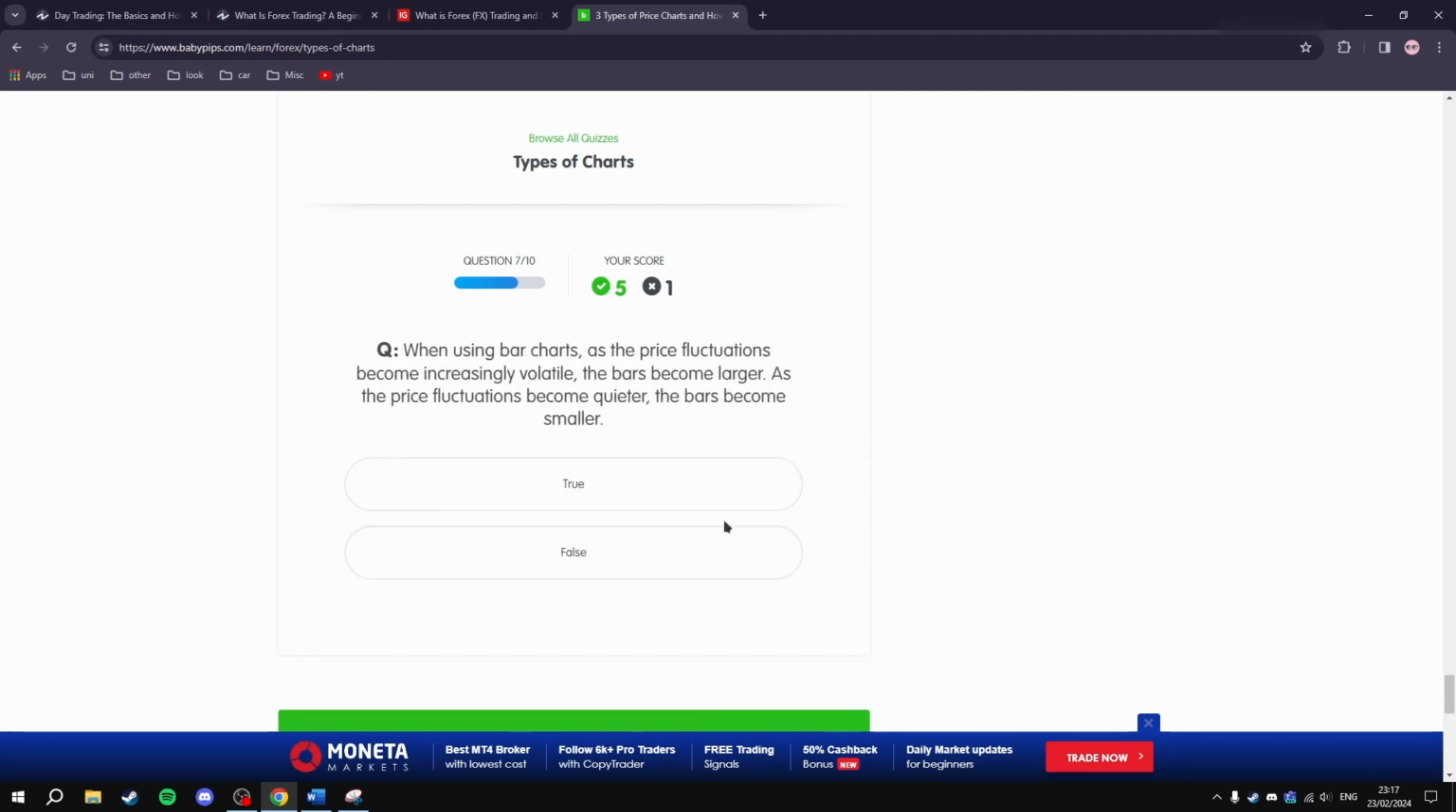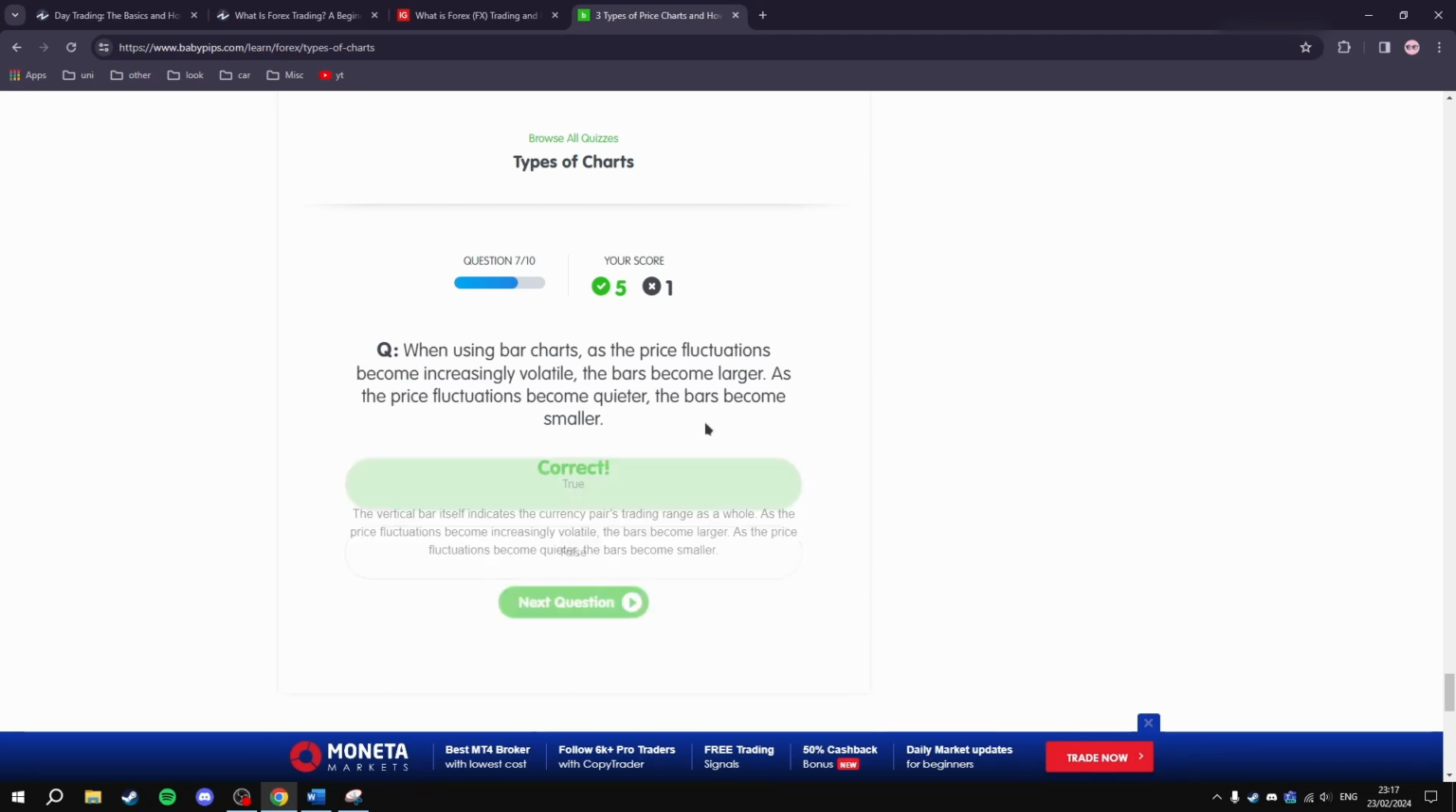When using the bar charts, as the price fluctuations become increasingly volatile, the bars become larger. As the price fluctuations become quieter, the bars become smaller. True. The vertical bar itself indicates the currency pair's trading range as a whole. As the price fluctuations become increasingly volatile, the bars become larger. As the price fluctuations become quieter, the bars become smaller.